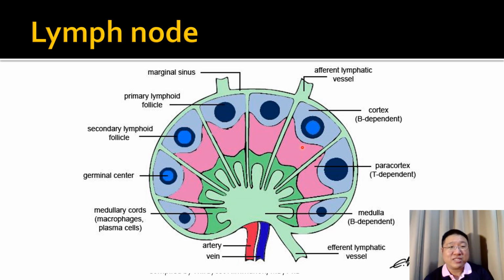Whereas in some bacterial infections, in some particular types of infection that require antibody production to fight against the infectious agent, we may observe cortical or follicular hyperplasia. And in some cancer, even though we don't know exactly why it is like this, we may observe sinus hyperplasia or sinus histiocytosis.